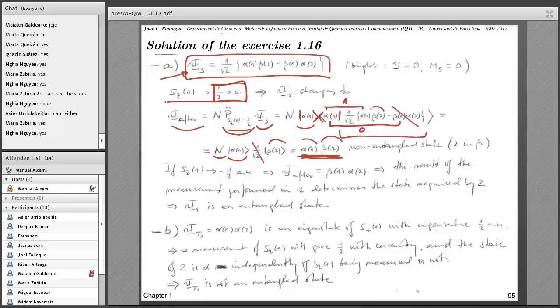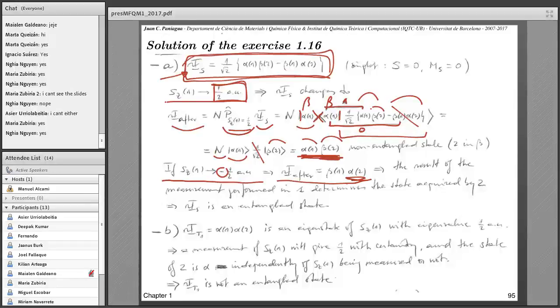But if the result of the measurement were -1/2, by making exactly the same calculation, then this is the surviving term. This term should give 0 if we put beta and beta in the projector. And then the final state, even for particle 2, depends on the result obtained in a measurement of particle 1, no matter the distance between them. And this is, in fact, what we call entanglement. And so we verify that the initial state is an entangled state.